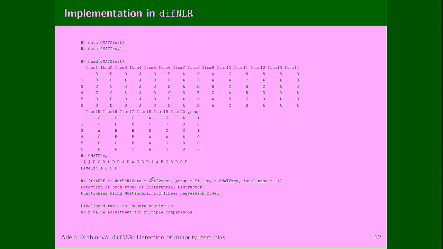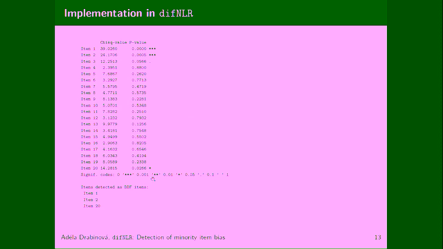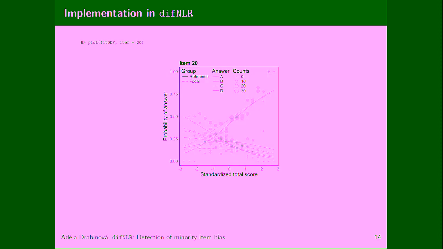So the syntax is very similar, and now you can see the output, and we can see that items 1 and 2 are again DDF, and moreover there is item 20 which is now DDF and previously was not DIF. And there is also a graphical representation of the results.